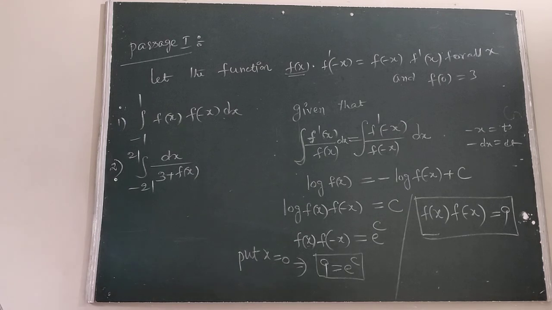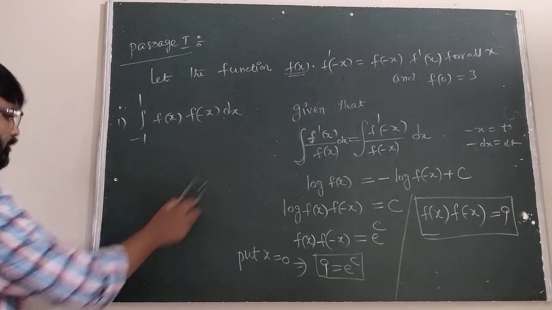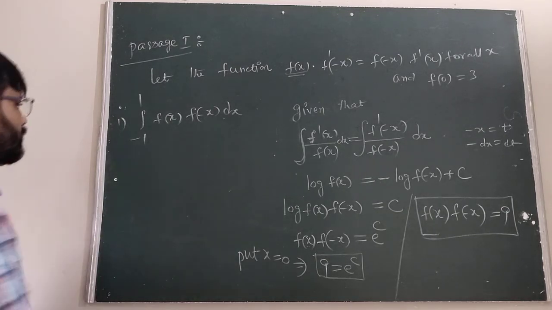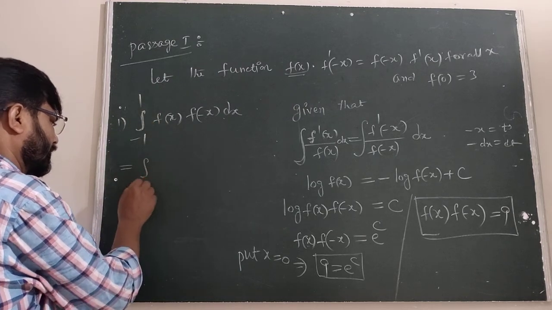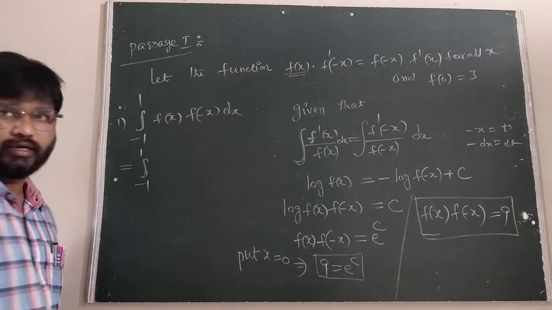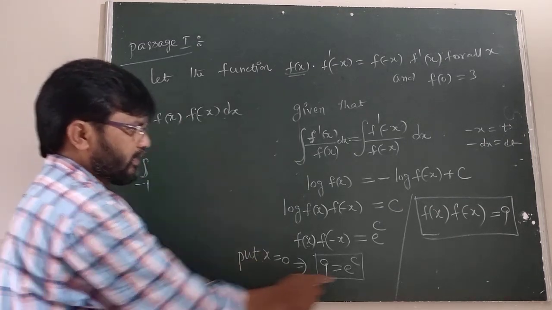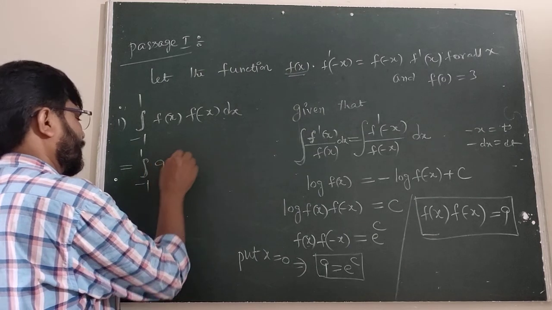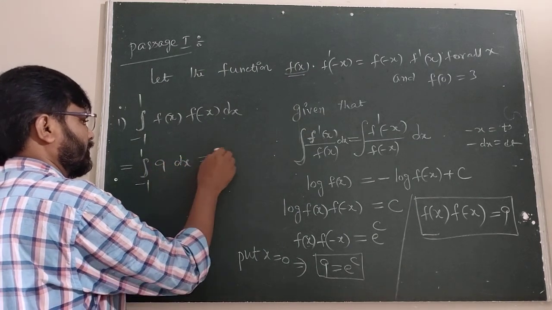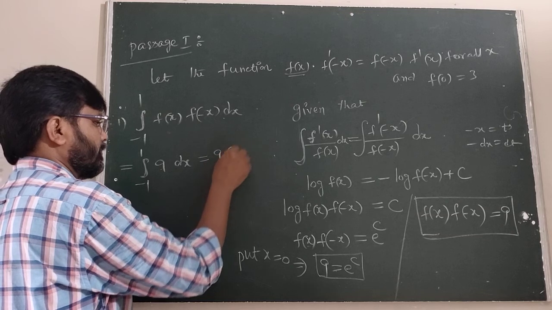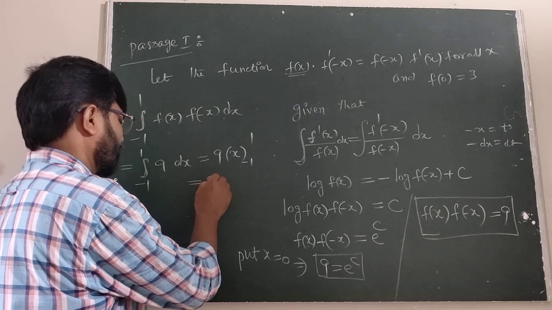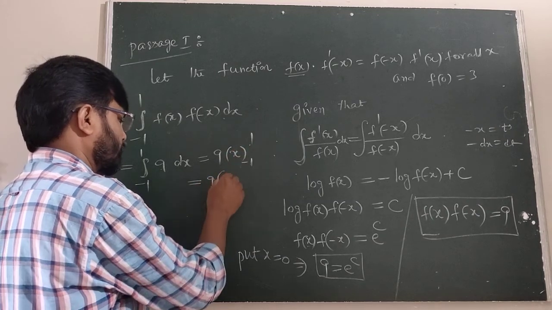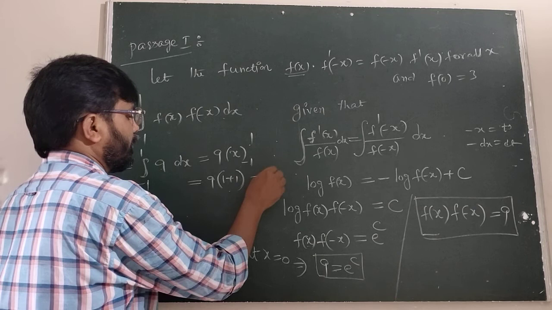What is question number 1? Question number 1 is the integral from -1 to 1. We can write the integral from -1 to 1 of f(x) f(-x), which is 9, dx. Now we know that the integral of 9 into 1 into dx is 9x, with limits -1 to 1. Therefore, this is 9 times (1 minus (-1)), which is 9 times 2, so the answer is 18.